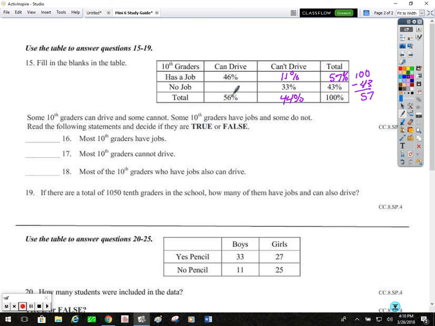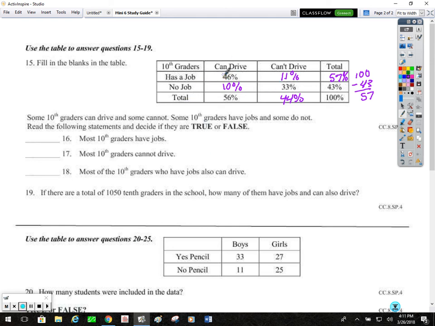Okay, same thing, I can find this box. I can find the total of students that can drive and don't have a job by subtracting 56 minus 46 or 43 minus 33. Either way, they come out to be 10%. Okay, so now everything is done. So let's talk about what each category means.